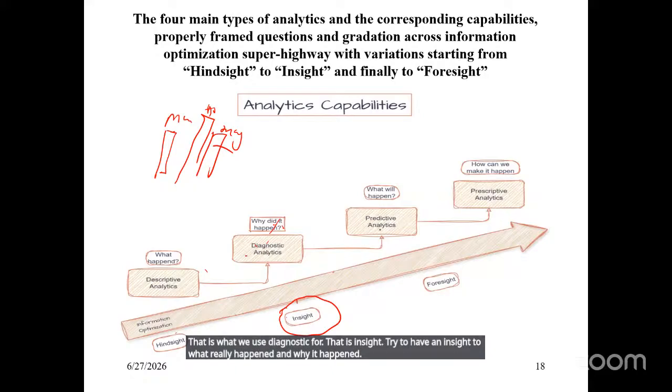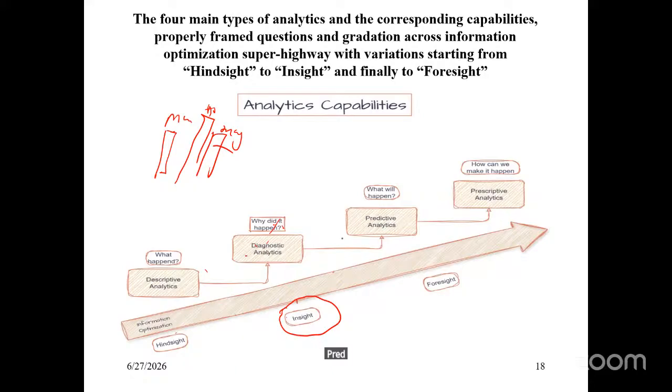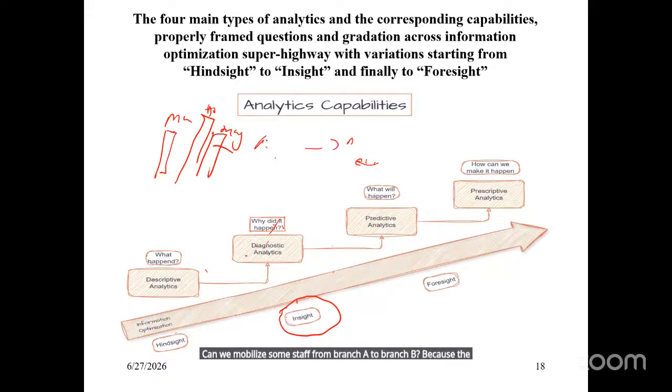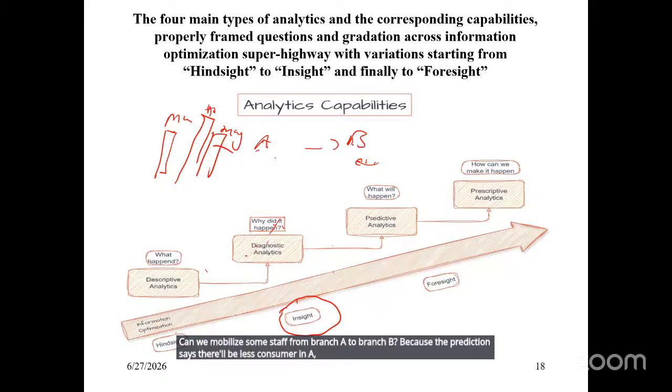Then the next is what will happen. Predictive analysis. You see, this is sandwiched between why did it happen, and prescriptive analysis. It's foresight. What will happen? You have an idea that, oh, it may rain tomorrow, so that you prepare for it. The number of customers that will visit our shop tomorrow will be very high in some branch. Can we mobilize some staff from branch A to branch B? Because the prediction says there will be fewer customers in A, but there will be more customers in B.